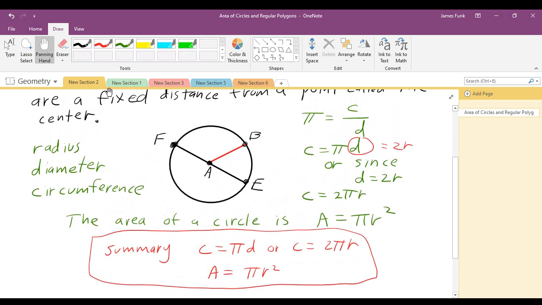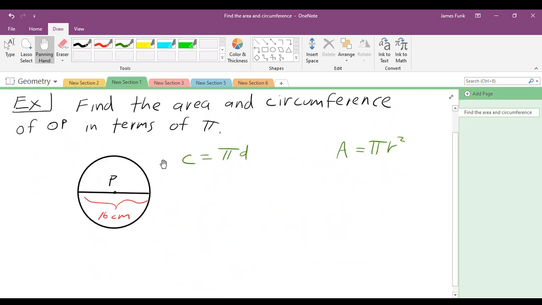Let's do a problem with the circle here. It says find the area and circumference of circle P in terms of pi. So all we need is our formula. C equals pi times diameter. We see the diameter of the circle P is 16 centimeters. So circumference equals pi times the diameter, which is 16. But we're going to write that pi at the end. So we're going to say circumference equals 16 pi. And it's a distance, so we're going to have to put centimeters on there for our label.